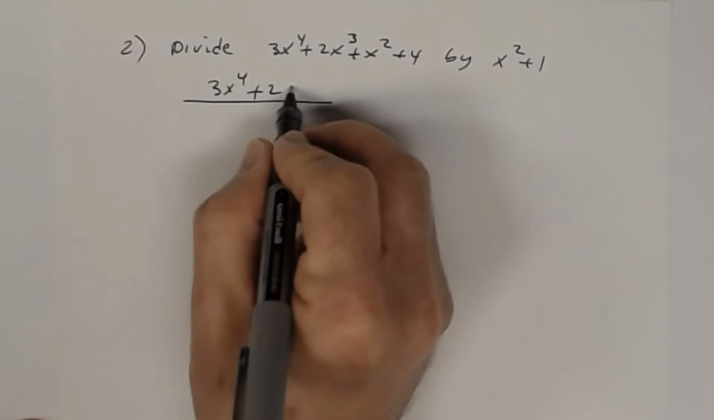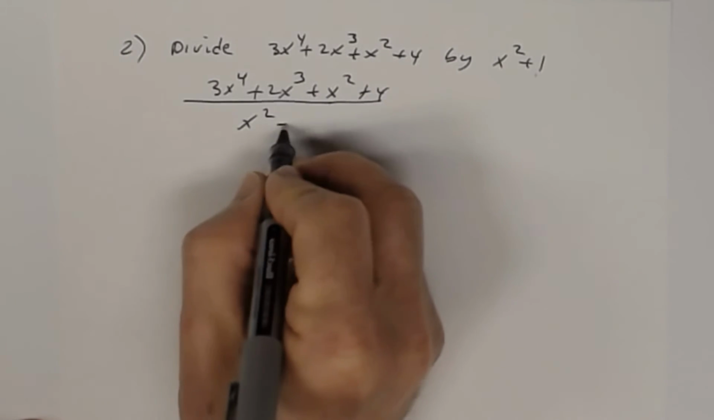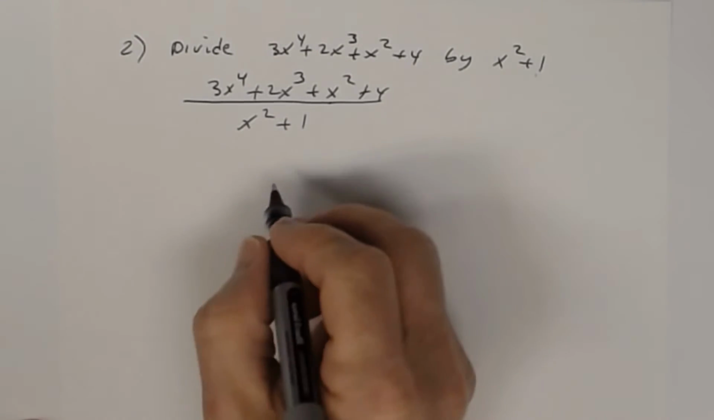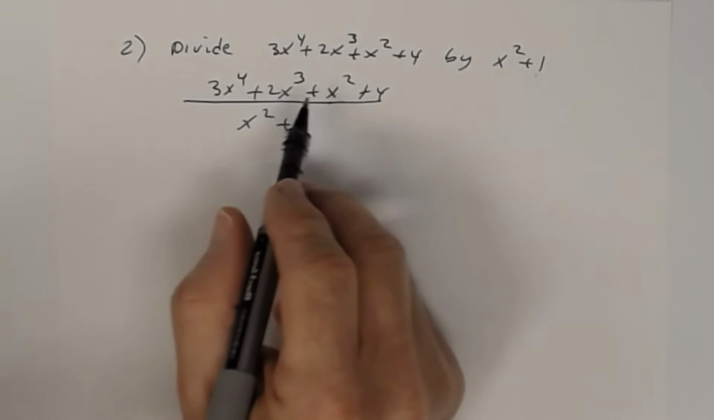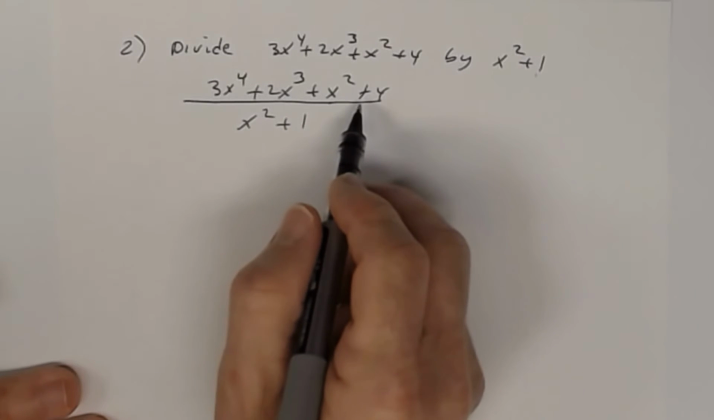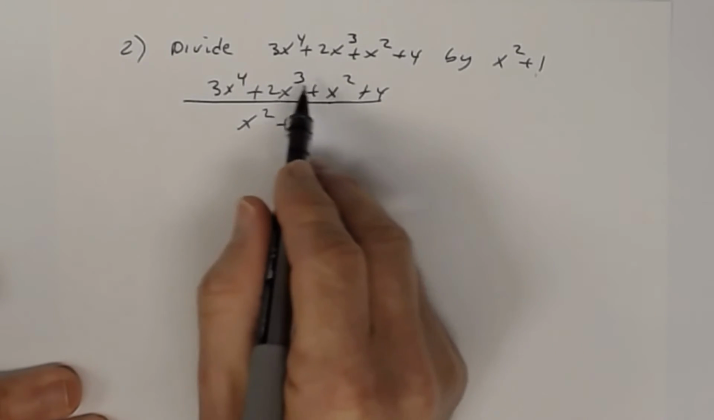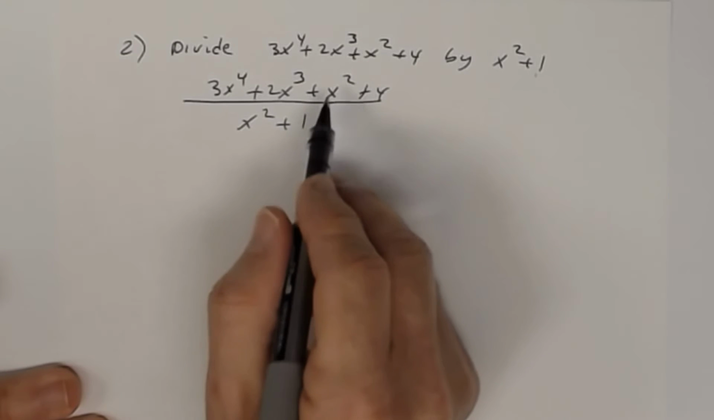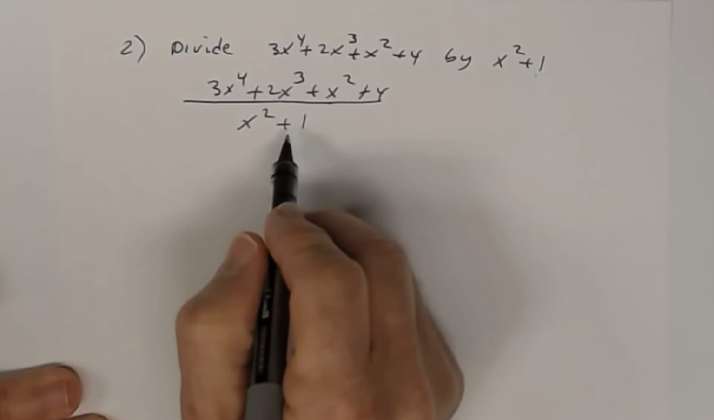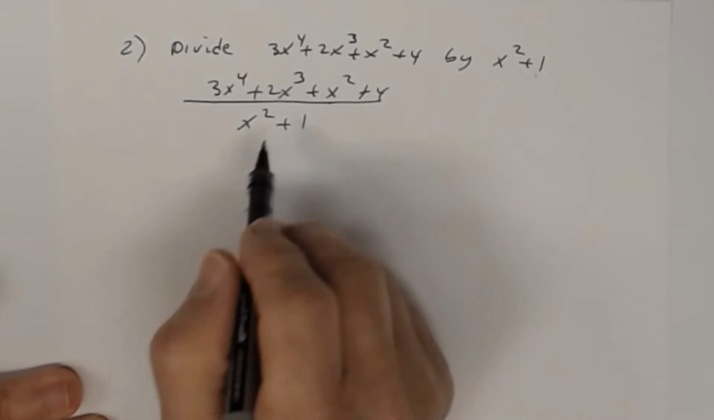So 3x to the fourth plus 2x cubed plus x squared plus 4, and this is already in descending order as well. And so notice this is your dividend, and this is your divisor. Also notice that you have x to the fourth, x cubed, x squared, but you're missing the x term, right? You have your constant, so you need a 0 term as a placeholder. Notice over here as well, in your divisor, you have an x squared, you have your constant, but you don't have your x term. So you're going to need to write a 0 term for that one as well.